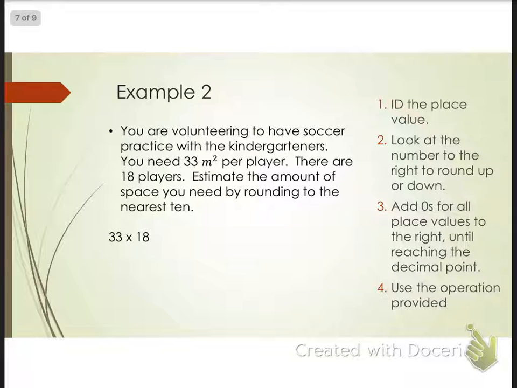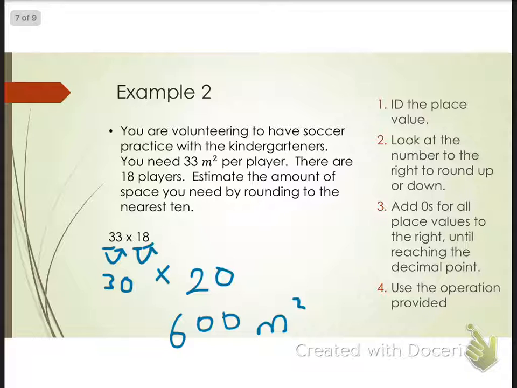You are volunteering to have soccer practice with the kindergartners. They need 33 meters squared per player. There are 18 players. Estimate the amount of space you need by rounding to the nearest 10. So I'm going to identify my place value, and that will tell me to round down to 30. In the next number, it will tell me to round up to 20. Now, 30 times 20 would give me 600 meters squared, okay? And as you can see, that math is much easier. I need about 600 square meters.